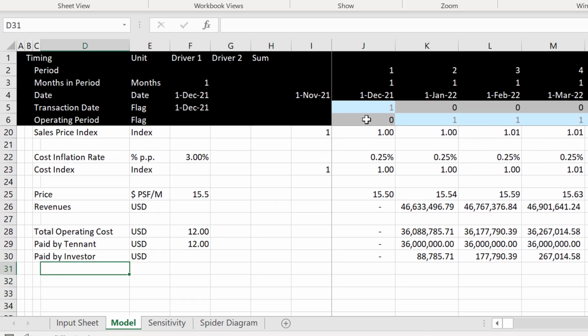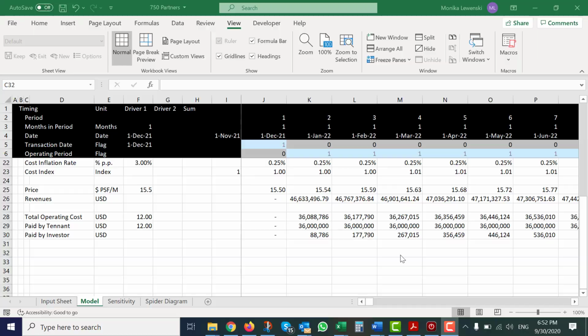Okay, and I'm going to pause this for a minute. I need to take a breath. So let's move on to, I formatted things, let's move on to the operating income. Not a big deal. And then after we have the operating income, we're going to move to the sales proceeds.